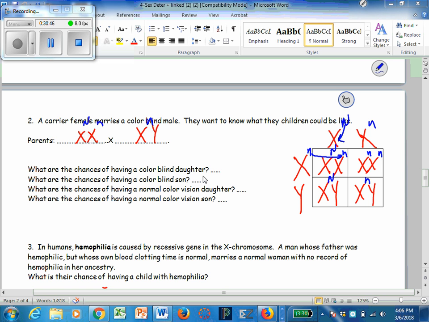So the question is, what are the chances of having a colorblind daughter? Now there's two ways to look at that. You can look at this out of the whole, out of the four, or you can look at this question as if there is a daughter, there is a 50% chance of having a colorblind daughter. The second one, what are the chances of having a colorblind son? If we're looking at just the child in general, then of course it would be 25%. But if we're saying if they have a son, what is the chance that they will have a colorblind son? That'll be 50% as well. And that's the case for the rest of the two. So there's two ways you can think of it.